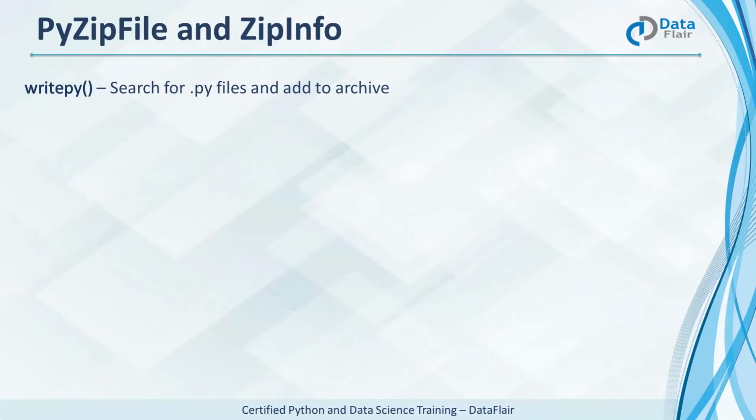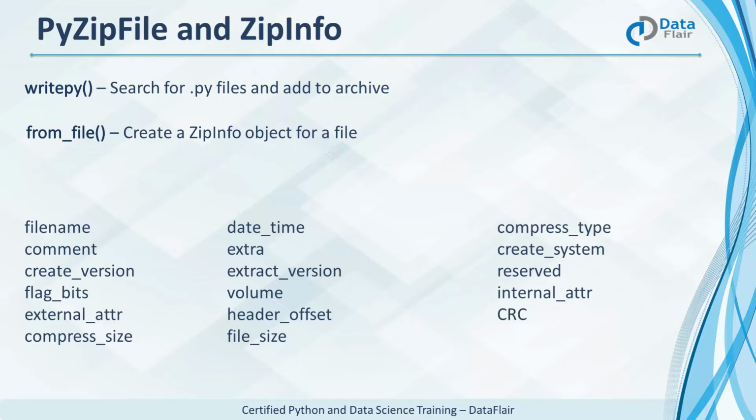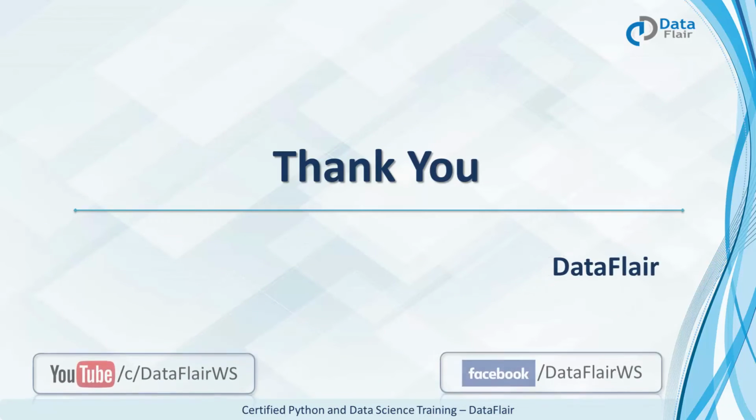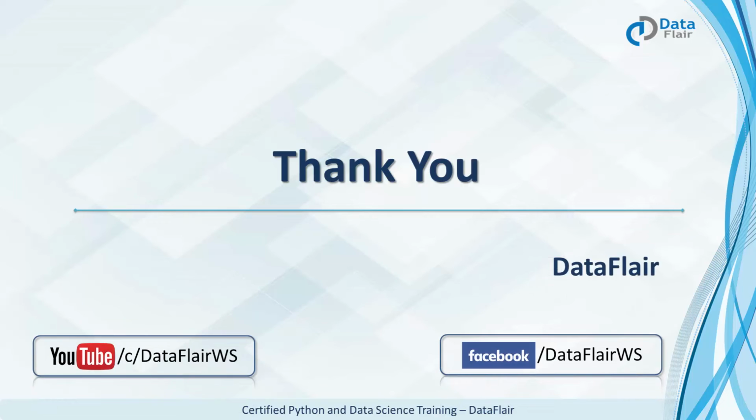The PyZipFile class has the writepy method. This searches for all files ending with the .py extension and then adds the file to the archive. And ZipInfo has the method from_file. This creates a ZipInfo object for a file so it can be added to a zip file. It also has multiple attributes. But this isn't enough. Next, let's try zipping a file with Python.